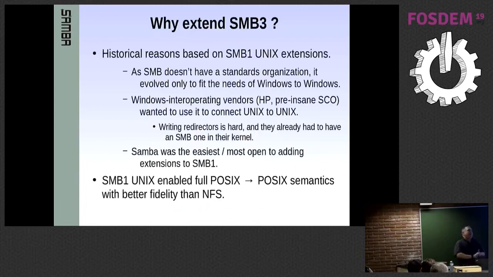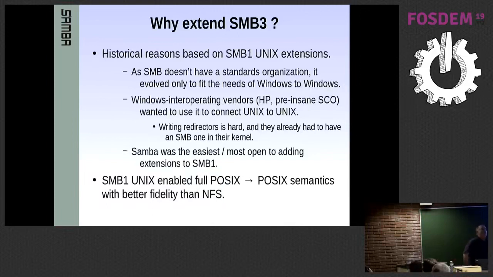So why extend SMB3? Why add Unix extensions to it? Well, SMB3 is a Windows-to-Windows protocol, so it doesn't have much accommodation for specific things that Unix machines need. So originally, back in the SMB1 days, various vendors wanted to add features to SMB. Now, SMB doesn't have a standards organization. It only has Microsoft, and what Microsoft does pretty much becomes the standard. So it's evolved only to fit the needs of Windows to Windows.